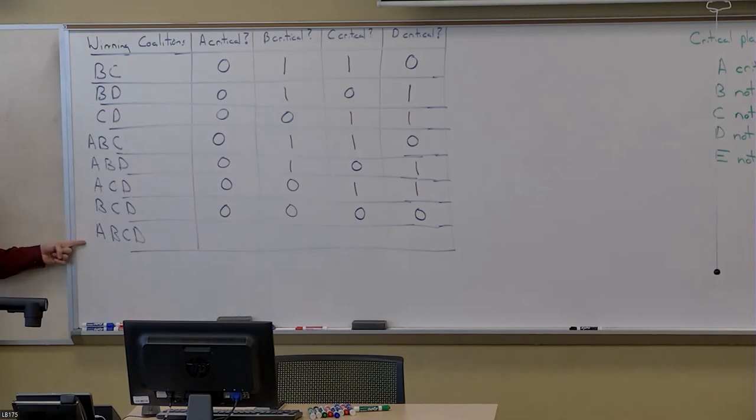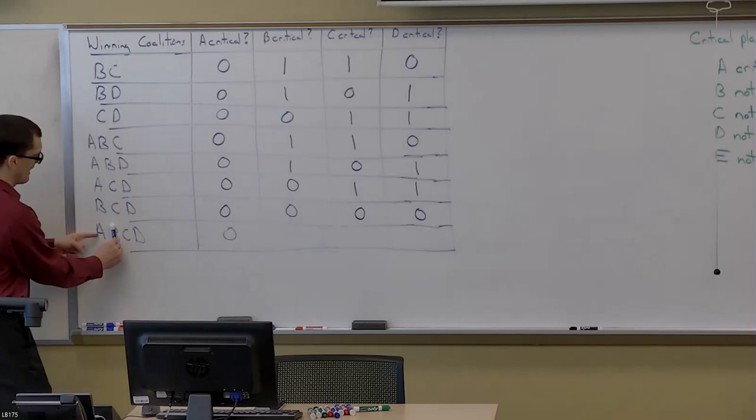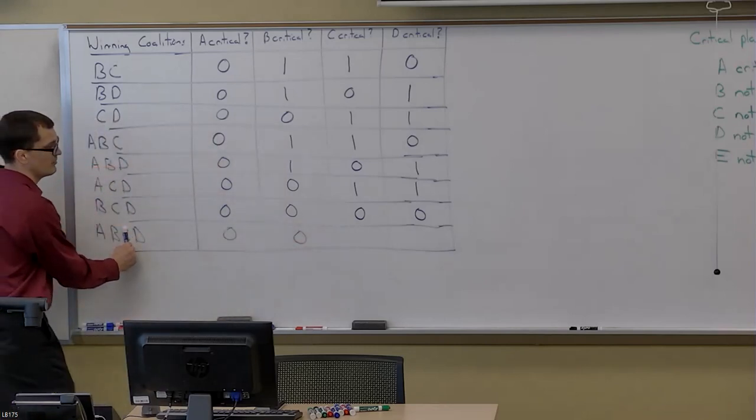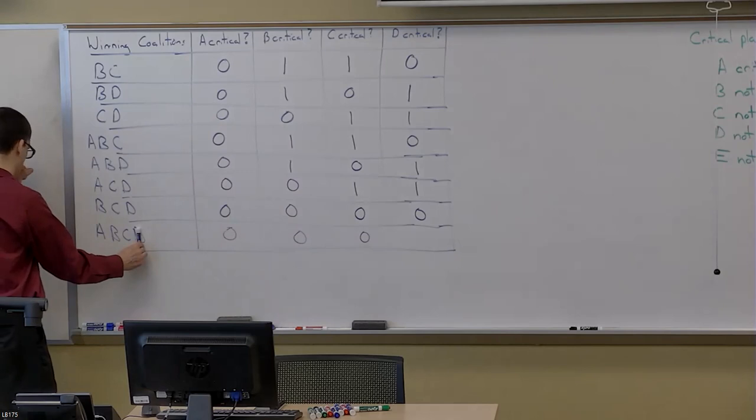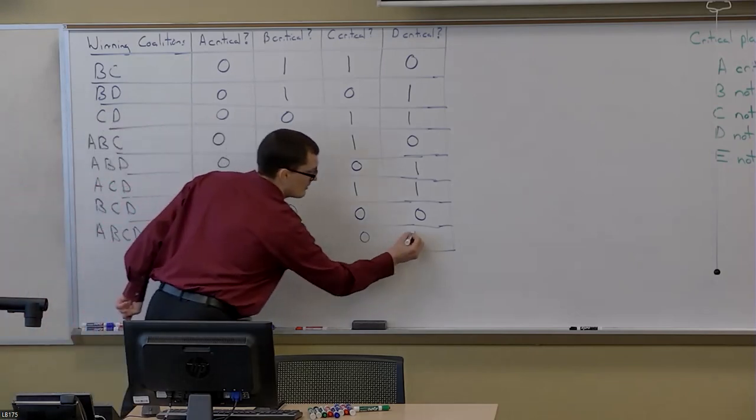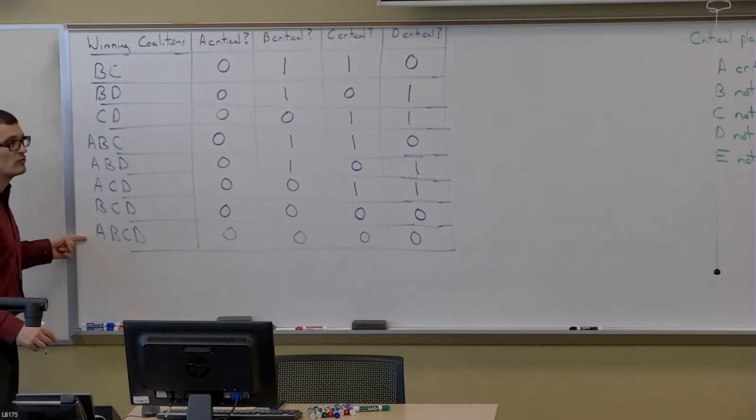Now let's move down to here. Drop A, B, C, D still wins. Drop B, A, C, D still wins. Drop C, A, B, D still wins. Drop D, A, B, C still wins. So again, no critical players in this winning coalition. You can drop any one of them and still be all right.